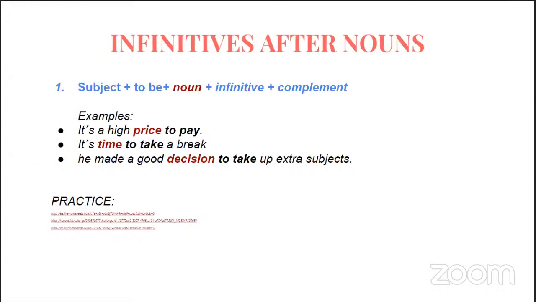Next, you are going to be reviewing infinitives after nouns. And here we have the structure. We are going to be using a subject, followed by the verb to be, followed by a noun, an infinitive, and the complement or predicate. Here we have the examples. It's a high price to pay. It's time to take a break. He made a good decision to take up extra subjects. Subject, verb to be, noun, infinitive.